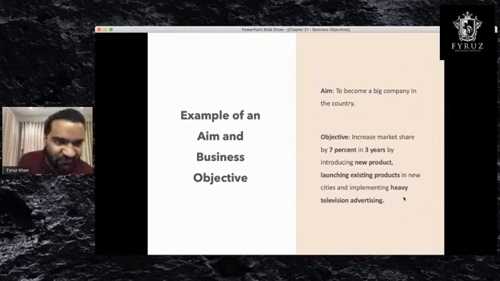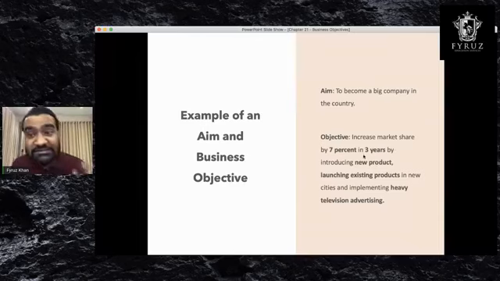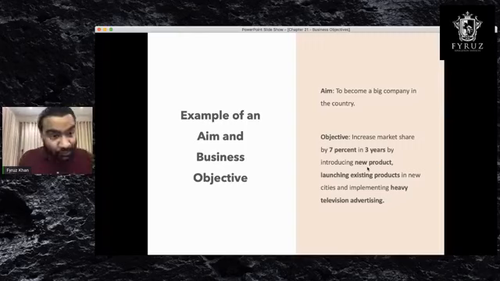See how specific this is. You want to increase your sales, the number is given, 7%. In how many years? The time frame is given, 3 years. How are you going to do it? By introducing new products, by launching existing products in new markets or new cities, and by implementing heavy television advertising. So it is very clear, it is very focused, it is very transparent. So this is an example of an aim and a business objective.